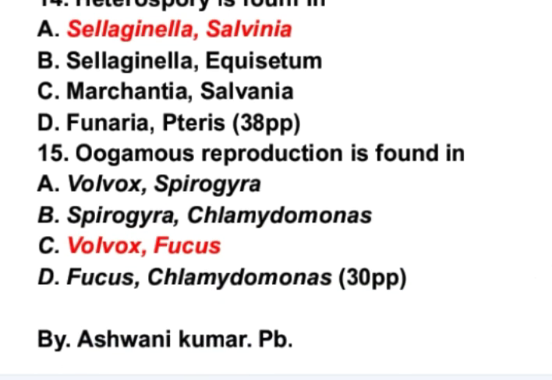Next is, oogamous reproduction is found in. Options are Volvox and Spirogyra, Spirogyra and Chlamydomonas, Volvox and Fucus, Fucus and Chlamydomonas. See, the oogamous reproduction is found in Volvox and Fucus, therefore the correct option is C.